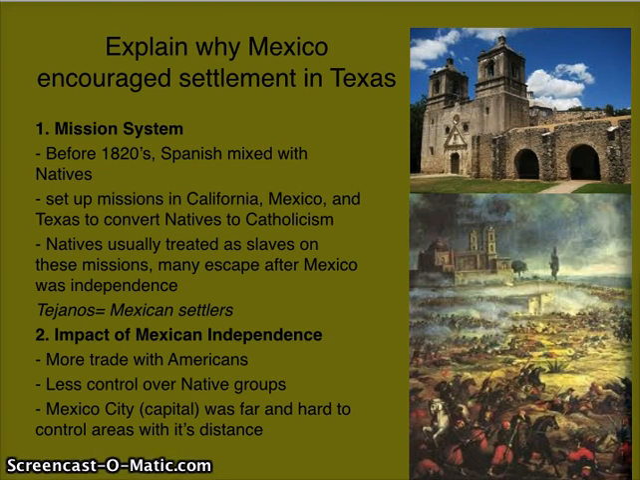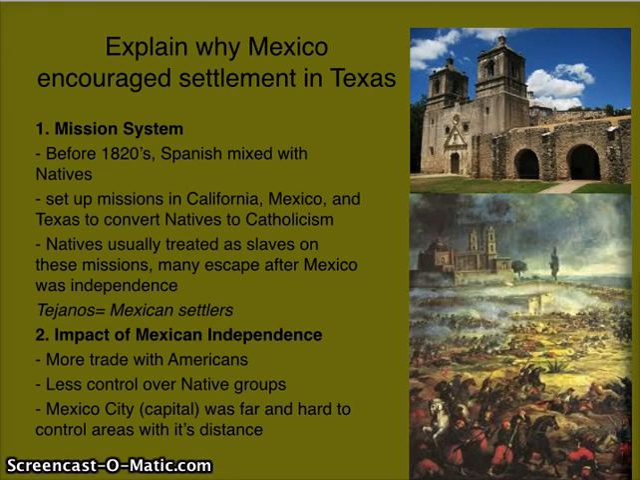So many of the natives who are on these missions, they are actually being treated as slaves. They're doing things like farm work for free. Now, after 1821, which was Mexican independence, many of these natives are actually quite hostile to the Spanish on these missions, and they are actually escaping.